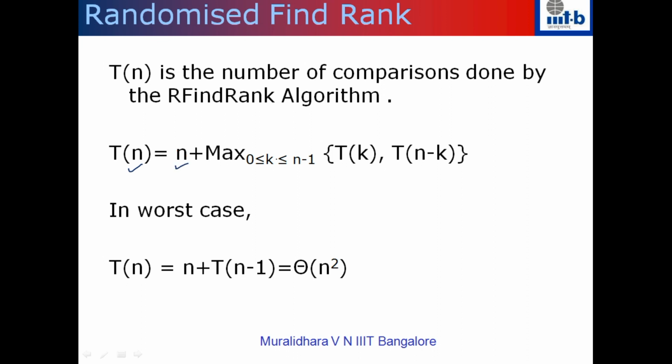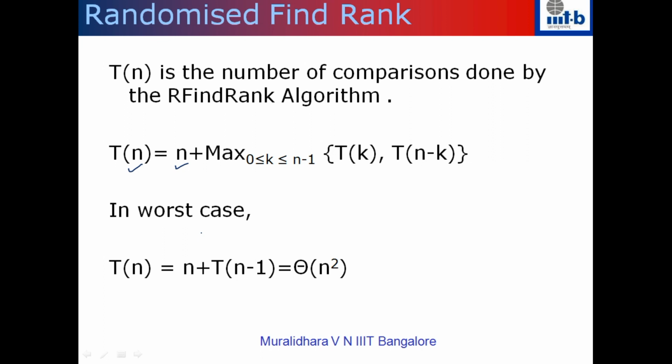After that, if the partition actually happens at k, then there will be k minus 1 elements on the left hand side and n minus k elements on the right hand side. So what we basically have to do is take the maximum, because I don't know whether I might go to the left hand side or the right hand side. So in the worst case, I may have to take the maximum. So T of n will be written as n plus the maximum of T of k and T of n minus k, where k is going from 0 to n minus 1.